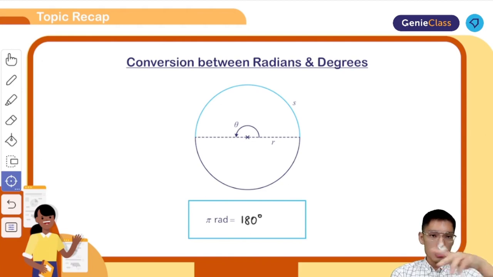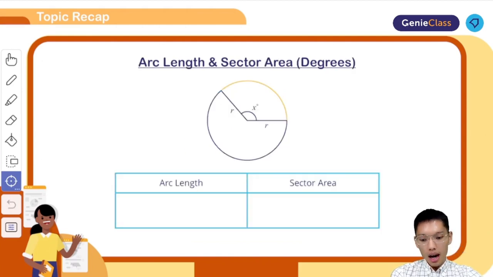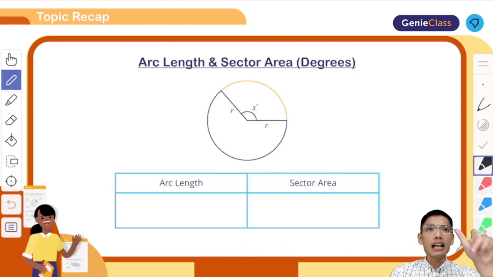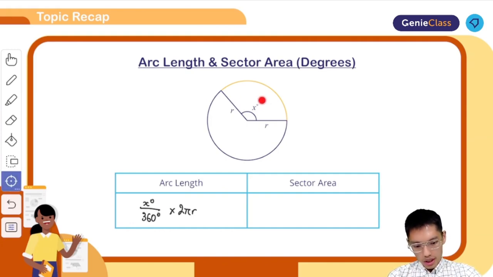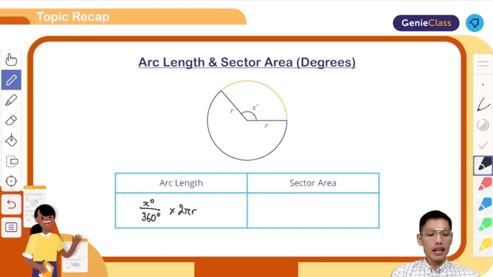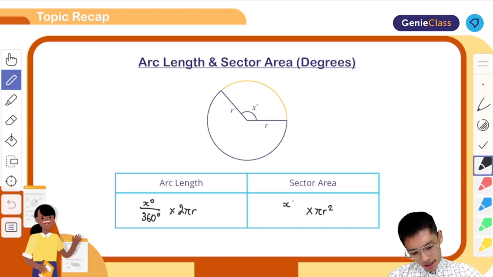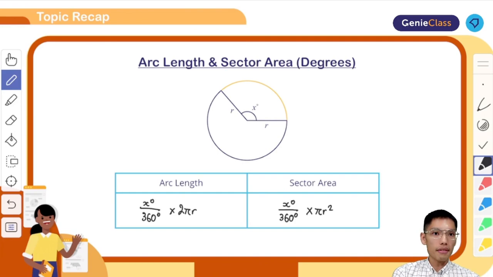radians and degrees. Once you have that, following up nicely, arc length is just finding a segment or a part of the circumference of the circle. So what we are doing here, given the circumference of the circle, we are finding a section of the circle. This is x degrees, a section. Sector area, given a circle, we are finding a section of the circle. That is what we have.